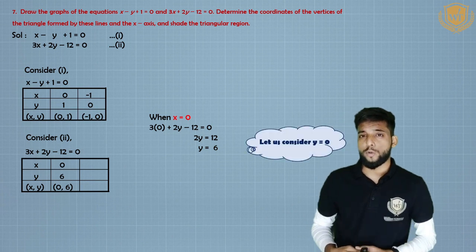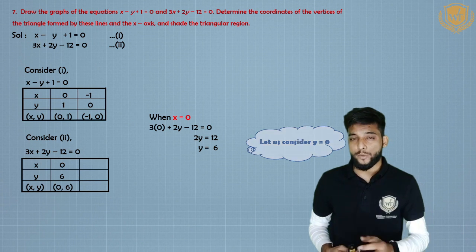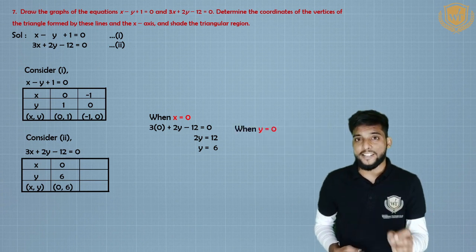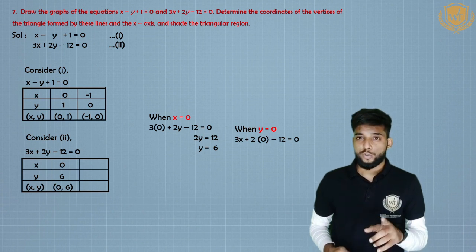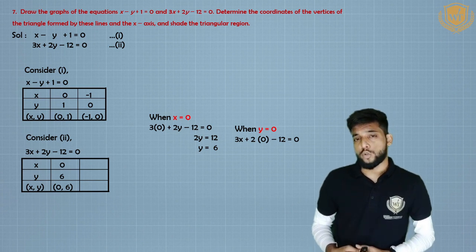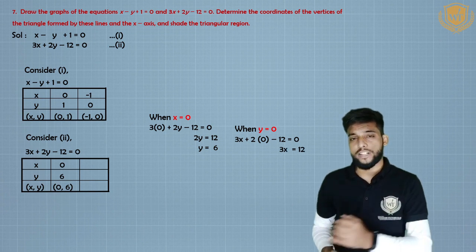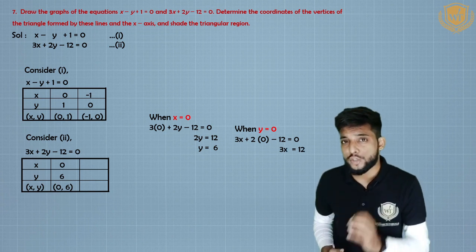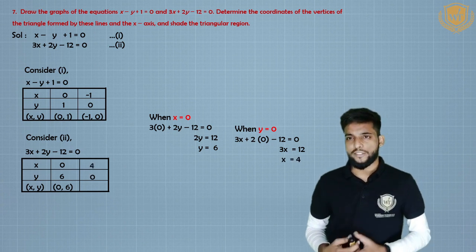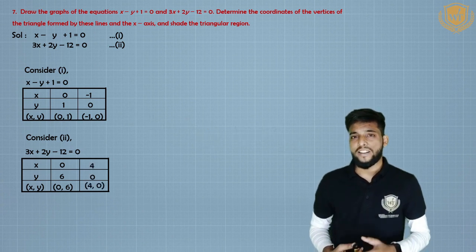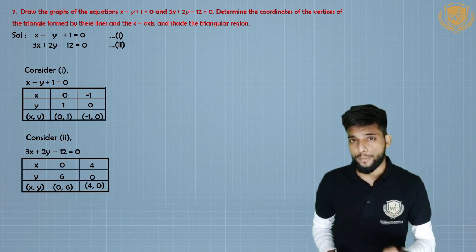Let us assume one more value. Now this time let us assume y as 0. So the equation will become 3x plus 2 into 0 minus 12 equals 0. So 3x plus 2 into 0 is 0. Minus 12, right, transposing minus 12, 3x is 12, the value of x will be 4. Let us write the value in the table. When y is 0, the value of x is 4, the point is (4, 0).